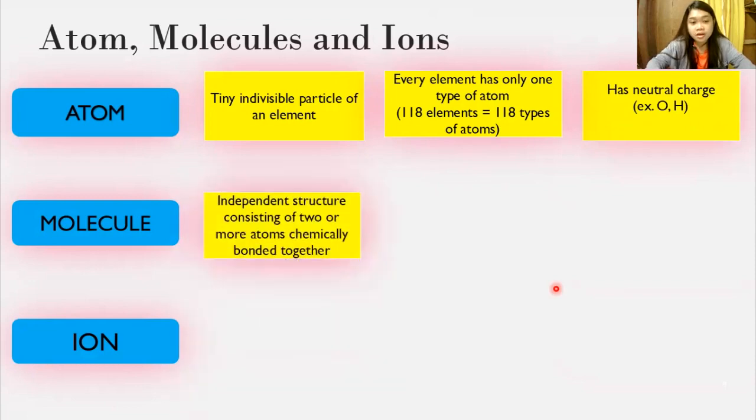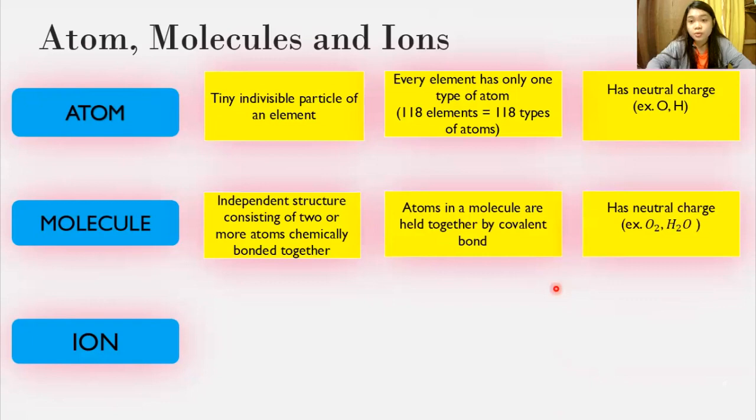Molecules are independent structures consisting of two or more atoms chemically bonded together. The atoms in a molecule are held together by covalent bonds. Most of them undergo this type of bonding, and they also have neutral charges. Examples of molecules are oxygen and the water molecule.